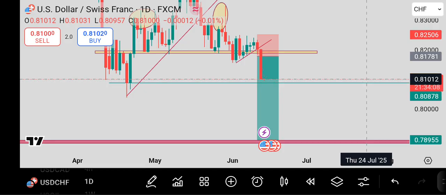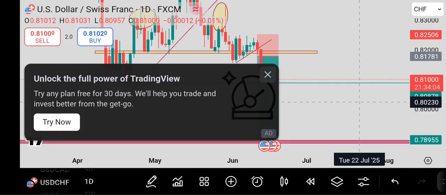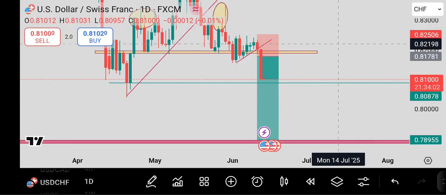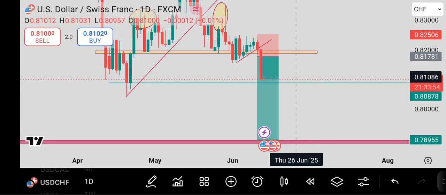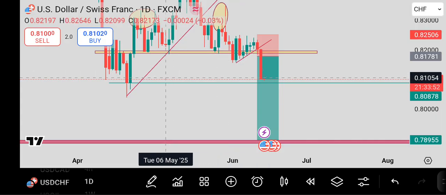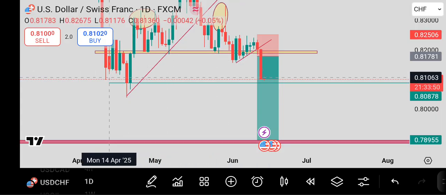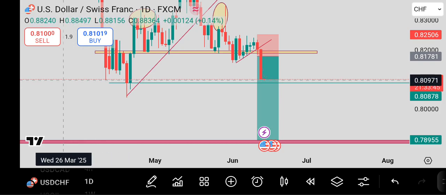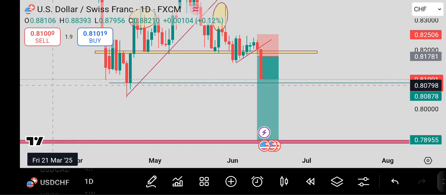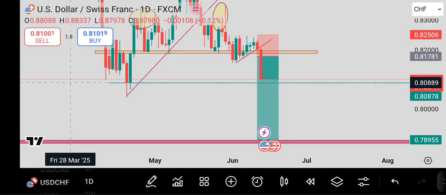The market is going to bleed to this point. Once this market takes up 0.80878, the market is going to bleed to 0.78955. Go and buy blood tonic for USDCHF because this guy is having a shortage of blood. This guy is actually bleeding.